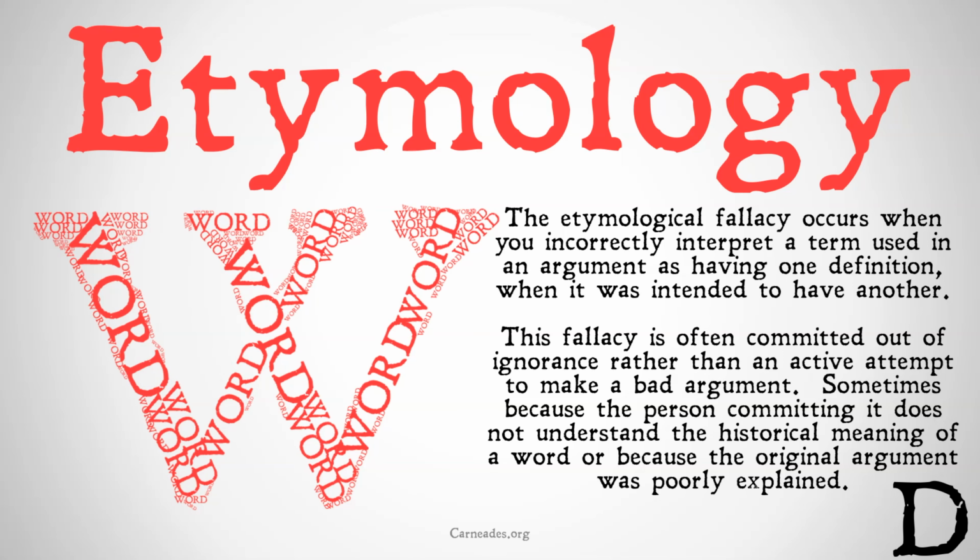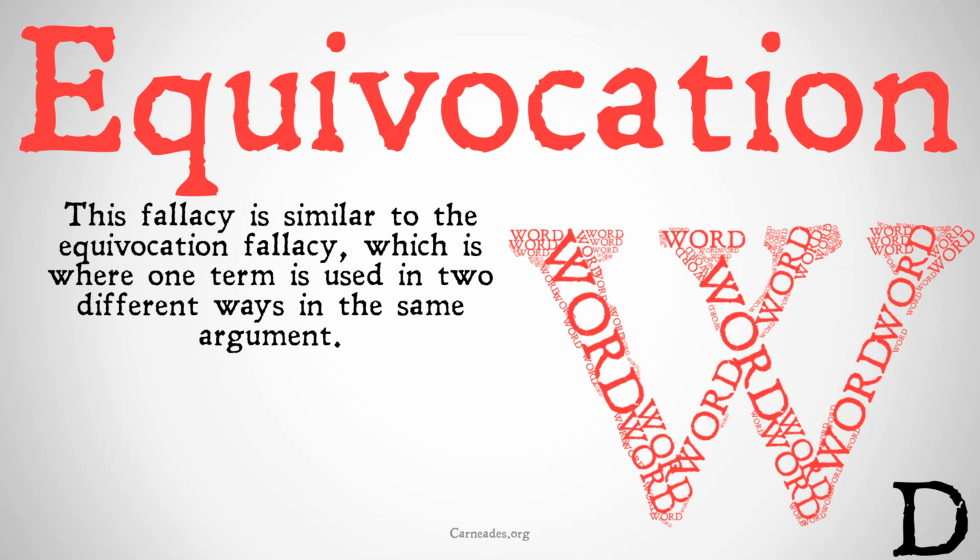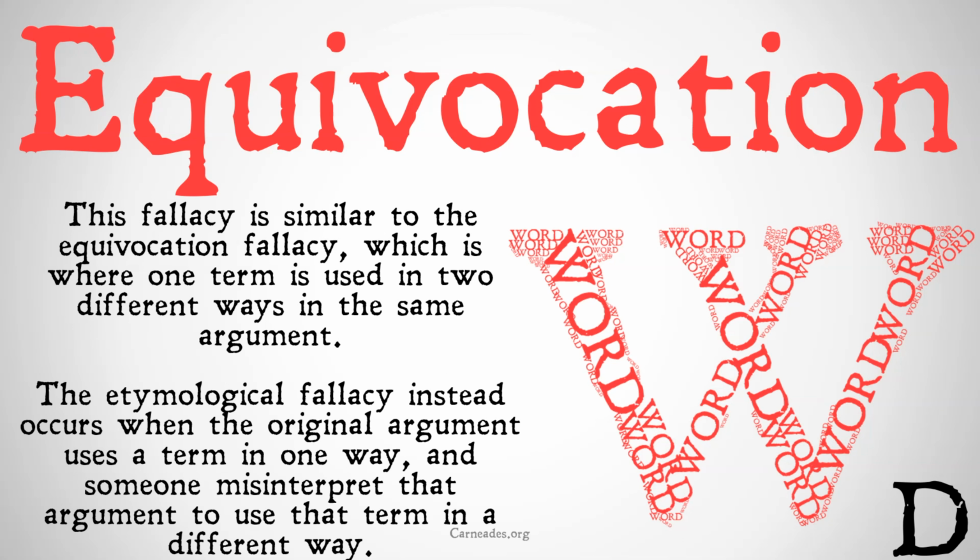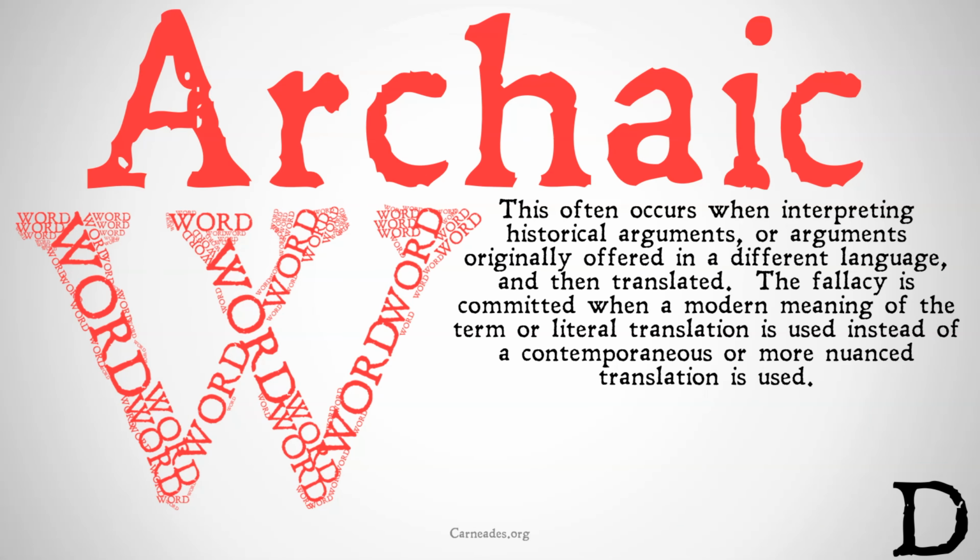Now, this fallacy is similar to the equivocation fallacy, which is where one term is used in two different ways in the same argument. The etymological fallacy instead occurs when the original argument uses a term in one way and someone misinterprets that argument to use the term in a different way. This often occurs when interpreting historical arguments, or arguments originally offered in a different language and then translated.